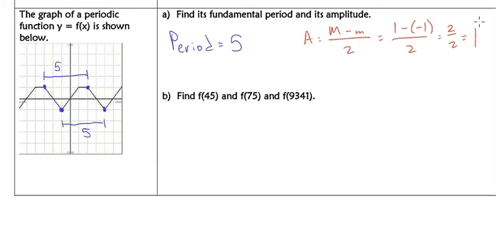Part B here says find f of 45 and f of 75 and f of 9,341. And we would have to keep on graphing for quite a while just to get to 45, let alone 75, but then 9,341, as you're hopefully predicting, there's a much easier way than just drawing this graph and continuing on and continuing on and continuing on. So let's go through that process right now.